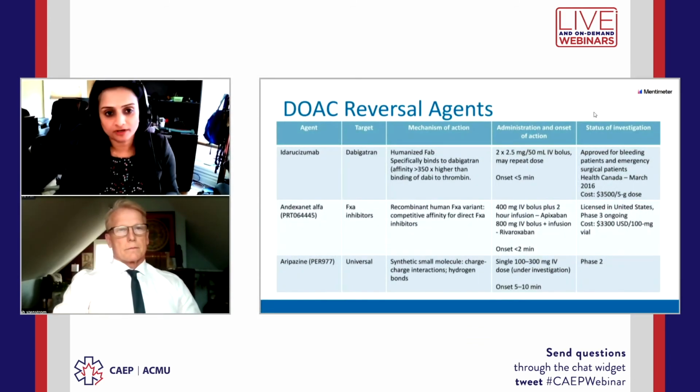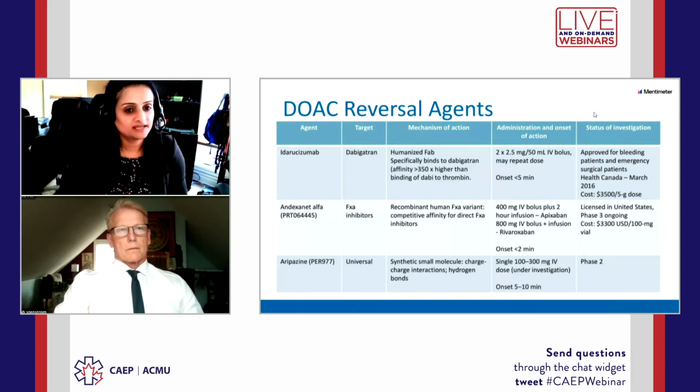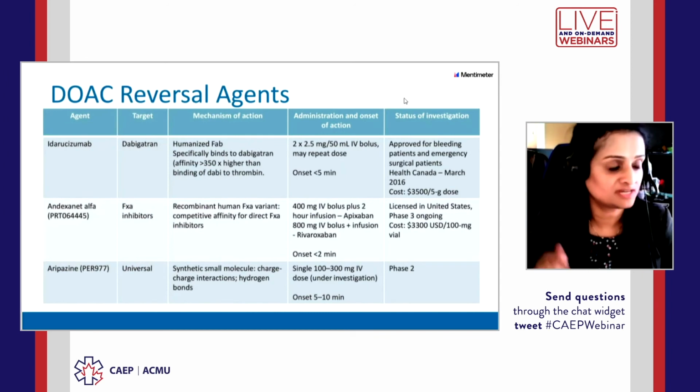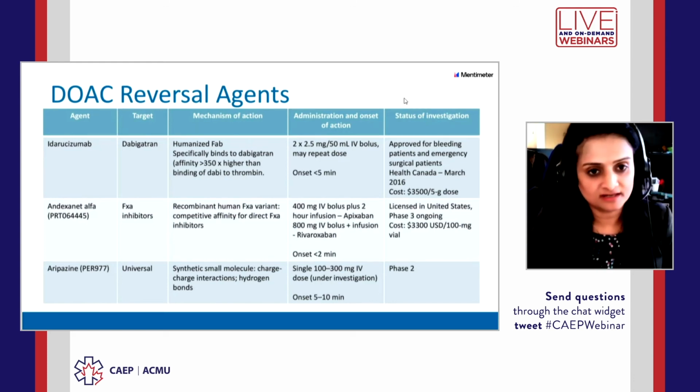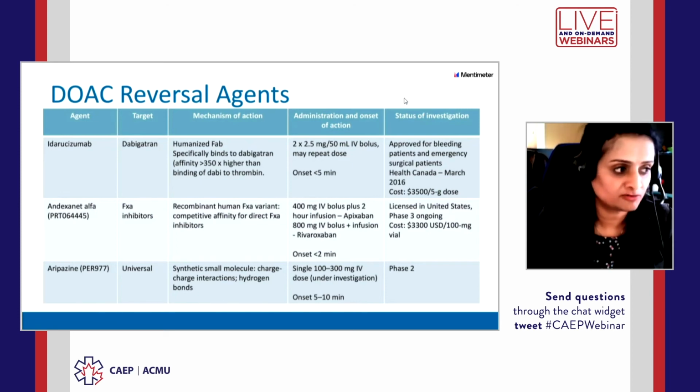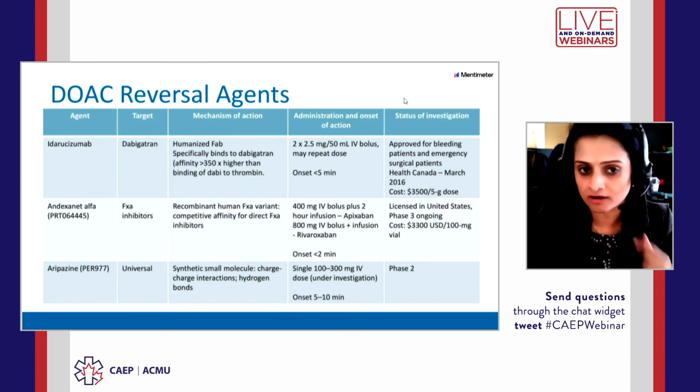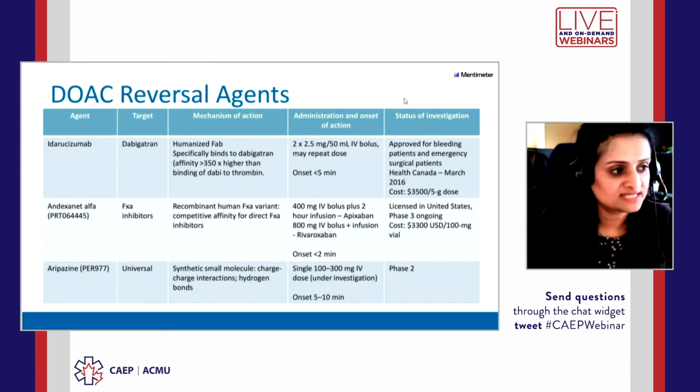Just a quick overview of the DOAC reversal agents. We do have Health Canada approval and availability of idarucizumab, which is your dabigatran antidote, a humanized Fab fragment specifically binding to dabigatran. This has been well established with clinical trials, and you can give it as a 2.5 gram bolus. You can repeat it, and it has a quick onset of less than 5 minutes.